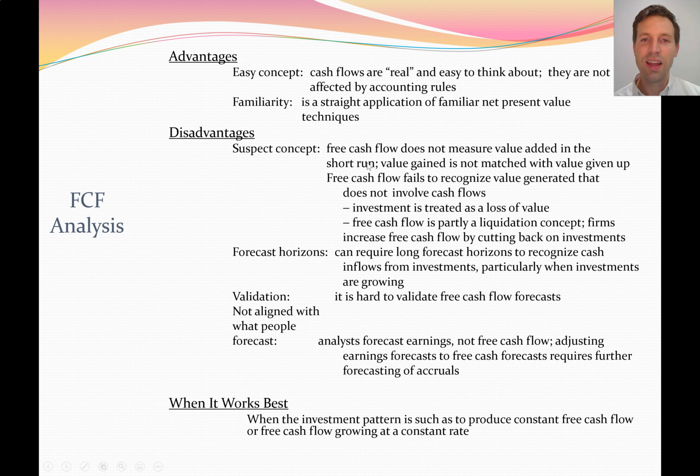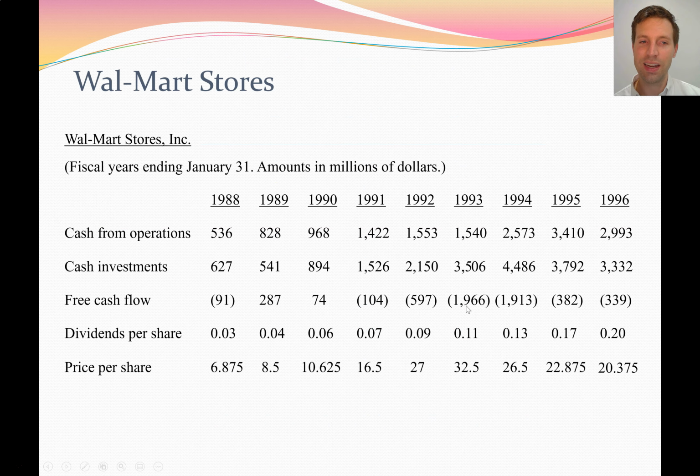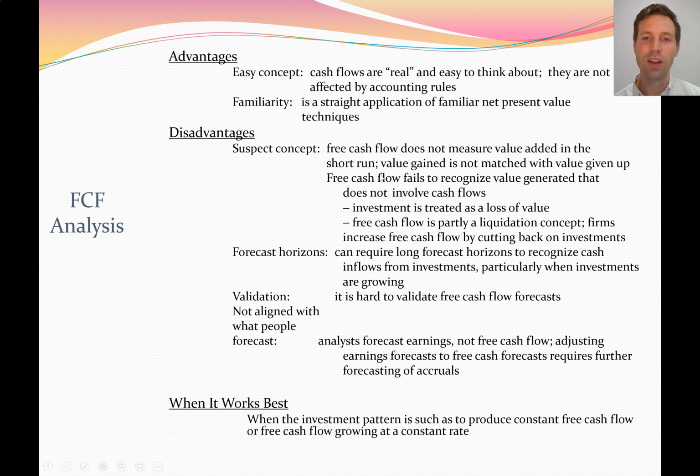But the disadvantages: free cash flow doesn't necessarily measure value added in the short run. Okay? What do I mean by that? In 1993, when Walmart had a negative $2 billion free cash flow, they were actually generating value. They were building new stores that eventually would be profitable. The free cash flow shows a negative. It shows they're destroying value. But in the short run, they destroyed value by spending money, but it was actually in building assets. So the discounted cash flow model doesn't capture those assets that are purchased. Okay, you have to have very good forecasts. So that's why it's not capturing value in the short run. Investment, such as building those new stores, was treated as a loss of value, as a negative cash flow.